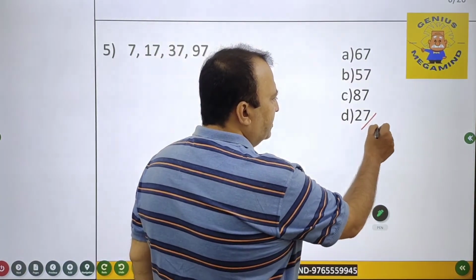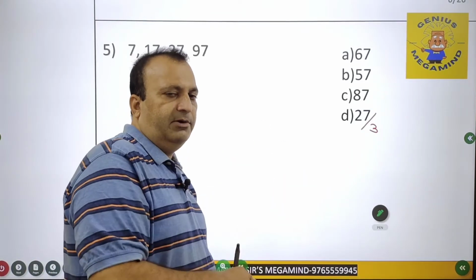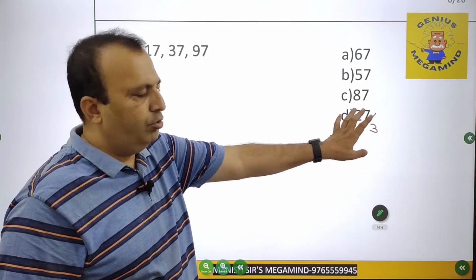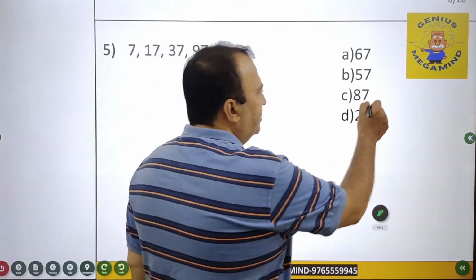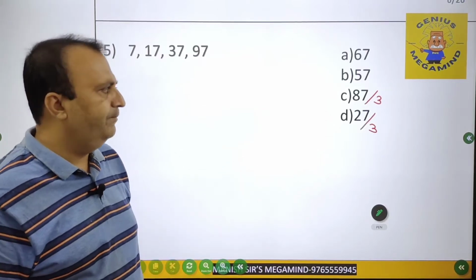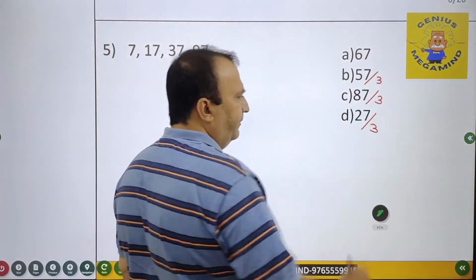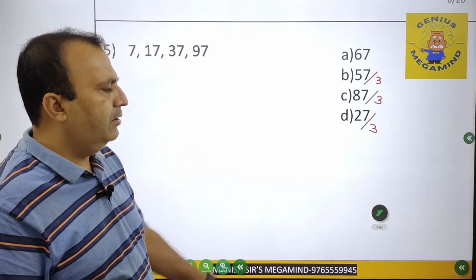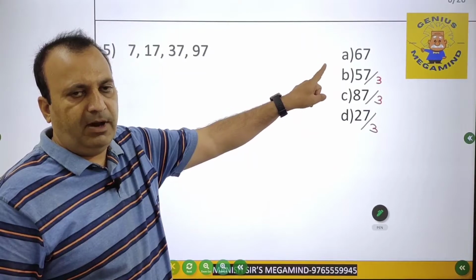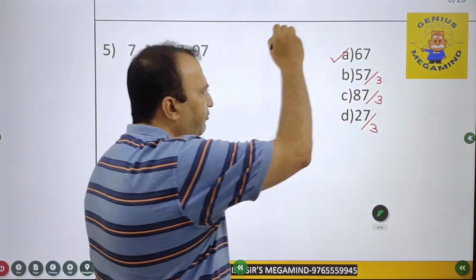My friends, 27 is divisible by 3, right? It is also divisible by 27, by 1, and by 9. So 27 is not a prime number. I can say the same thing about 87. It is divisible by 3, so it's not a prime number. 57 also is divisible by 3, so it's again not a prime number. So my friends, 67 is the only number which is divisible by only 1 and 67. So ultimately that will be the answer.